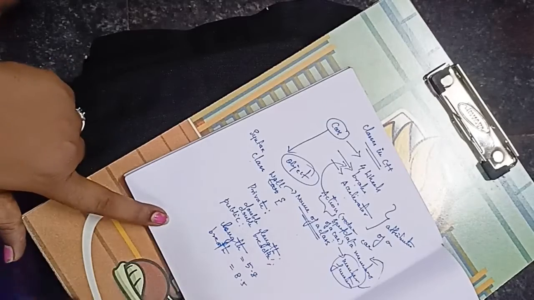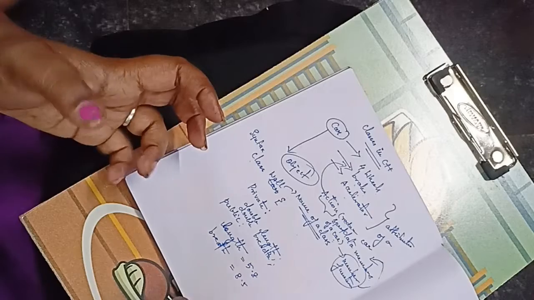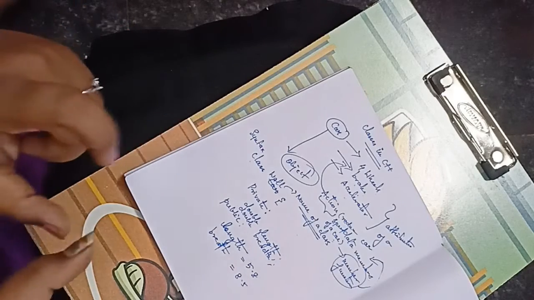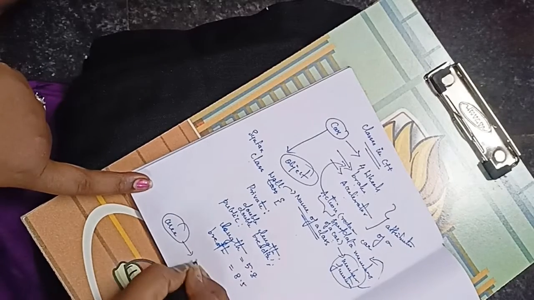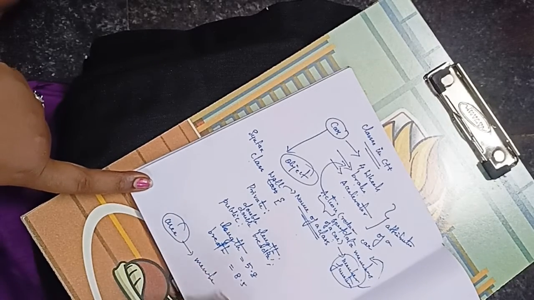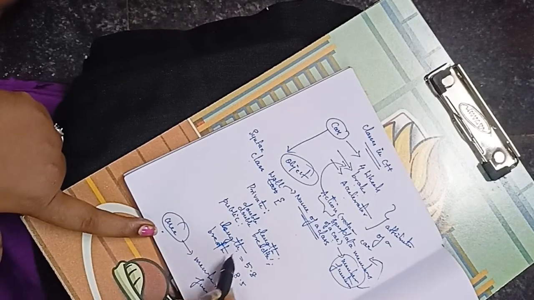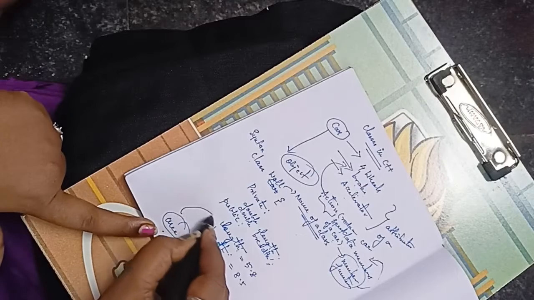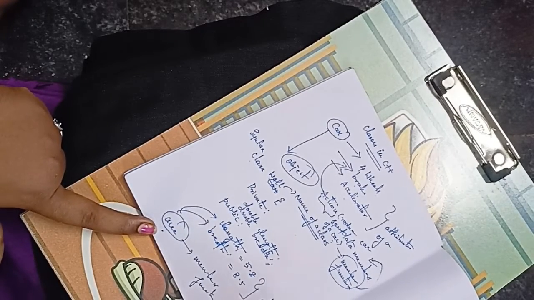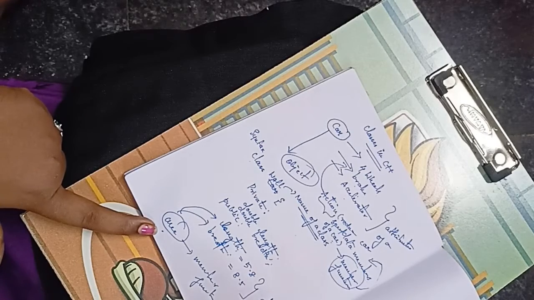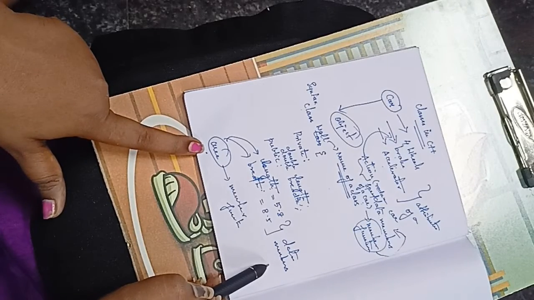Now I have to calculate the area. Area is equal to length into breadth. For calculating the area, the area will be the member function. For that I need to access the length and the breadth. These are called data members. Understood? So I can access these.